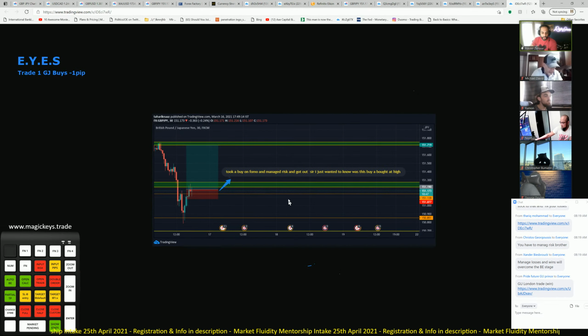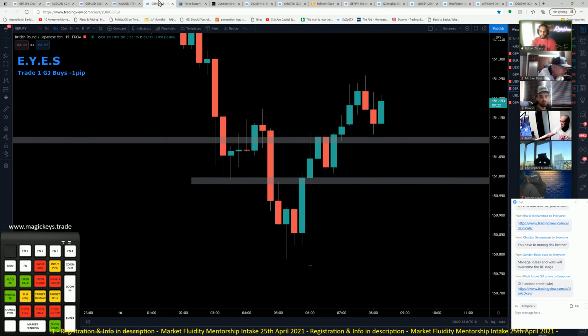Let's take a look at this chart over here. This is GJ 30-minute chart. Took a buy on FOMO and managed risk and got out. I just want to know, was this a buy? Was this a buy bought at the high? Yes. This was a buy bought at the high.